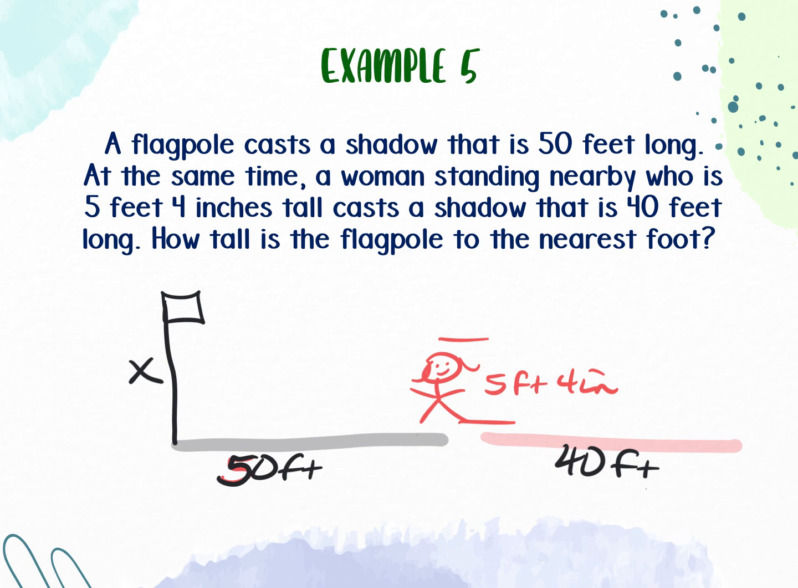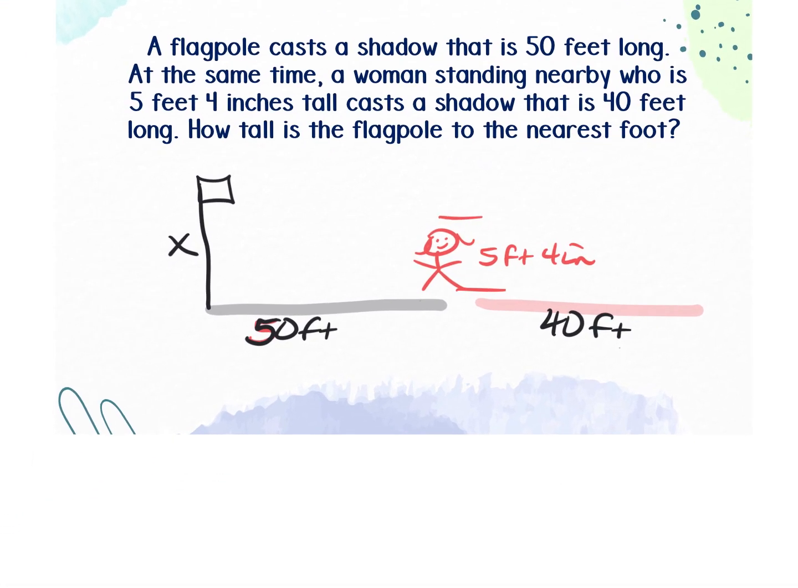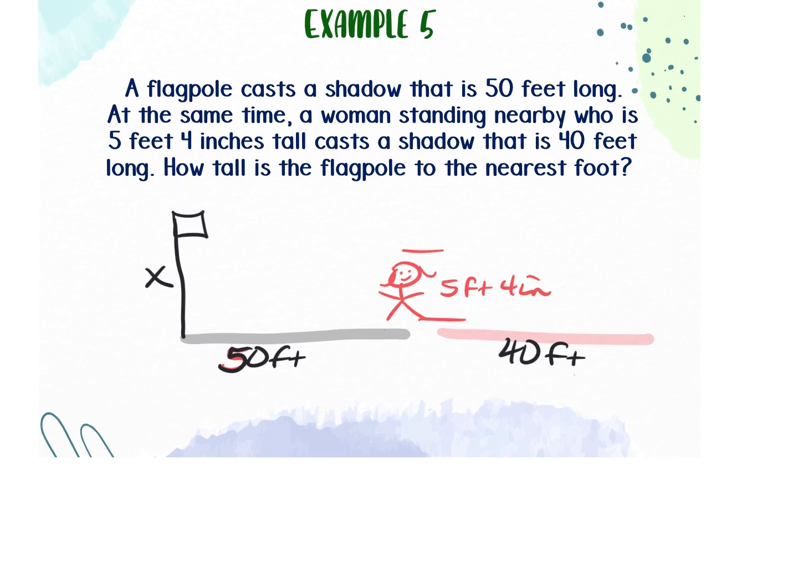So I'm going to match the shadows. And again, because it's not asking for a scale factor or anything, it really doesn't matter the order that you put the numbers into the ratio or into the fraction. So I'm going to do 40 over 50. These are the two shadow lengths. And then simplify that fraction. It'll simplify to 4 over 5.